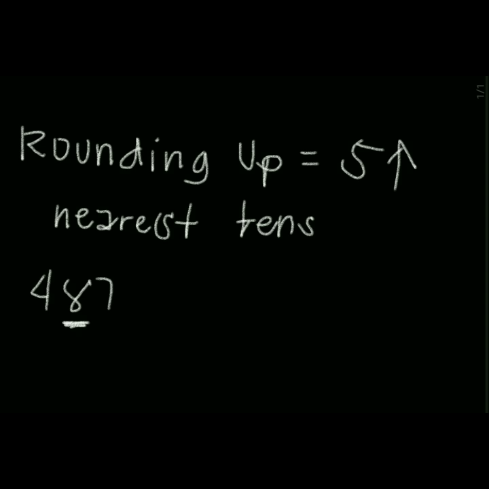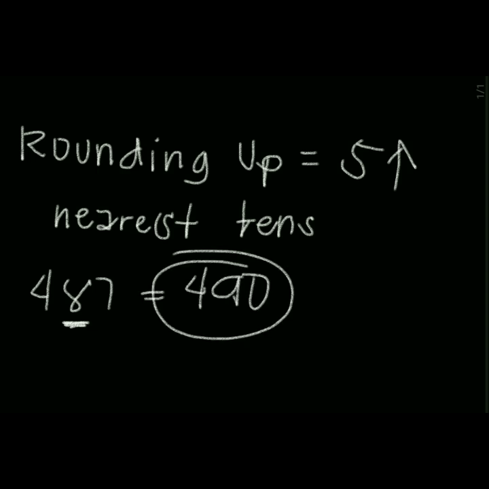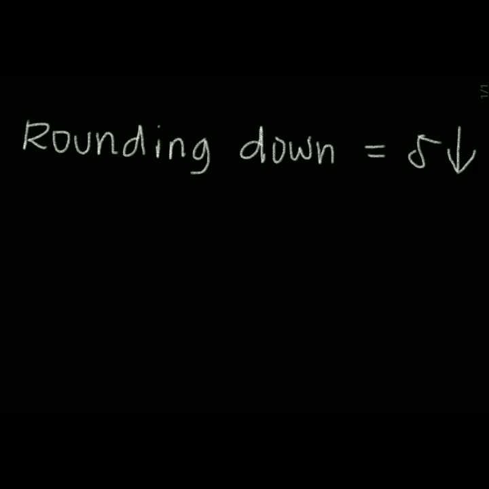For example, we have 487. Now, we need to round it off to the nearest tens. So, the answer will be 490 since the nearest value of tens is 5. Next is rounding down. Rounding down is used when the nearest place value is lower than 5. For example, we have 43. We need to round it off to the nearest tens. So the answer would be 40.